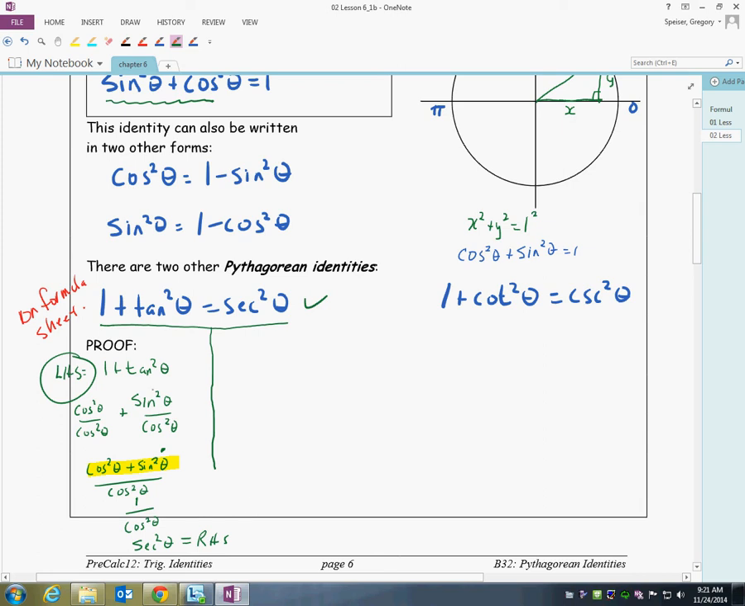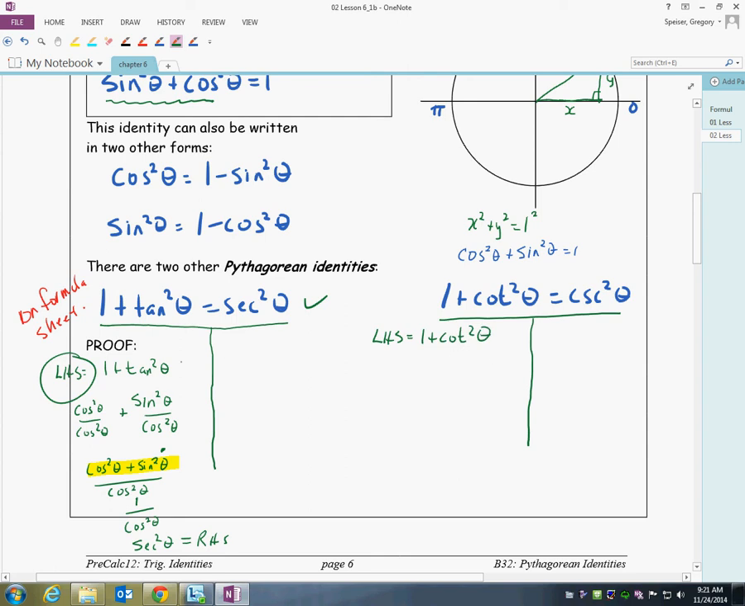Now this won't be a required proof. It'd be a little bit on the hard side for some of our proofs, but it's something that we're going to be learning how to do. Let's see if we can do the same one for our 1 plus cotan squared. So again, I'll divide this up into left-hand side and right-hand side. I'm going to work with the left-hand side here, so I'm going to say LHS, left-hand side is equal to 1 plus cotan squared theta.